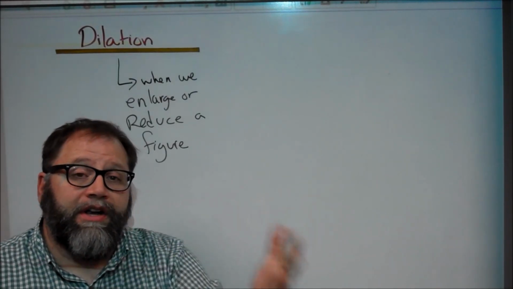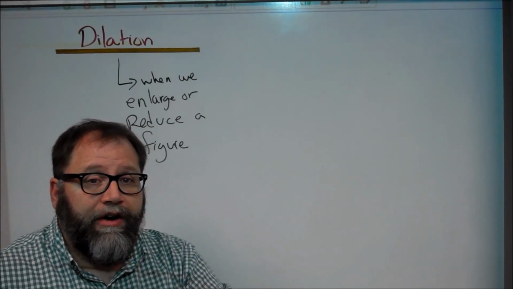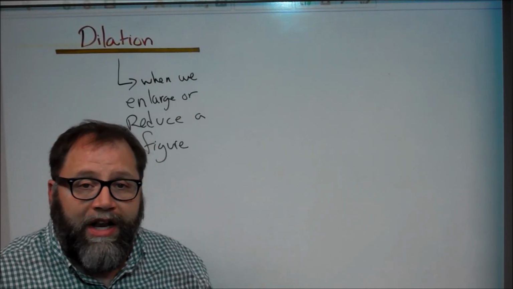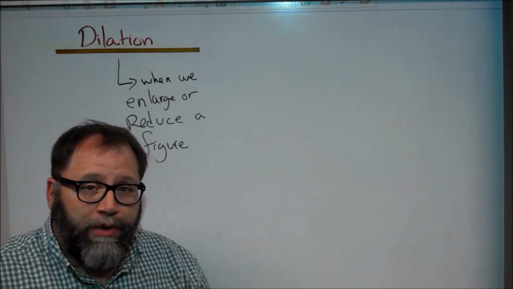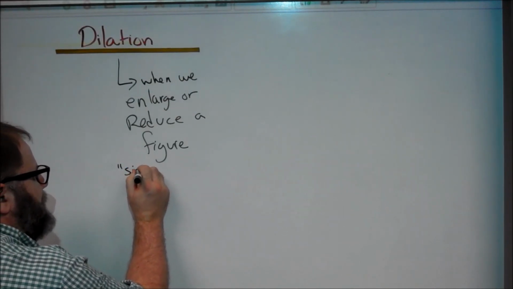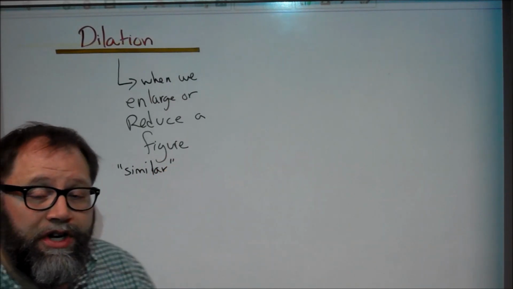And one of the things that we're going to institute here too is the idea of similarity. When we do these things, our shapes are not going to be congruent anymore, but they are going to be similar to each other. This is something that we'll talk about in our next unit, how these shapes end up being similar to each other.